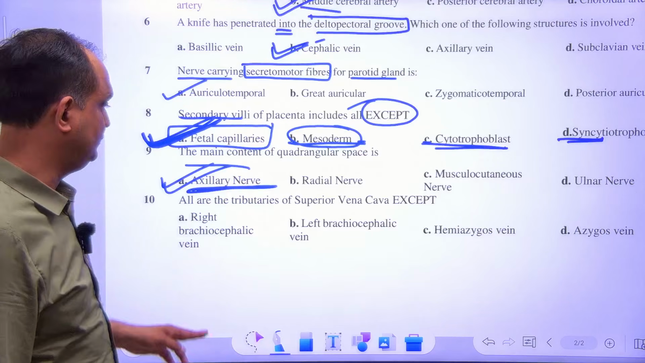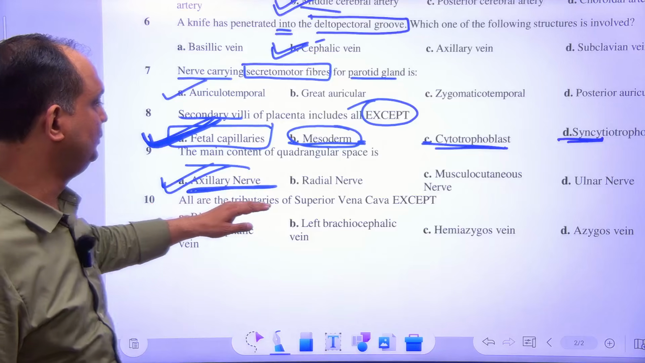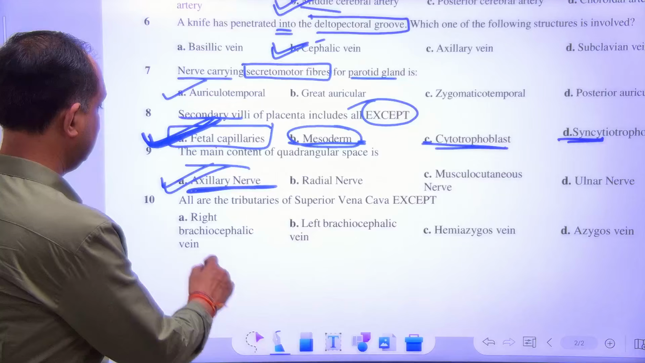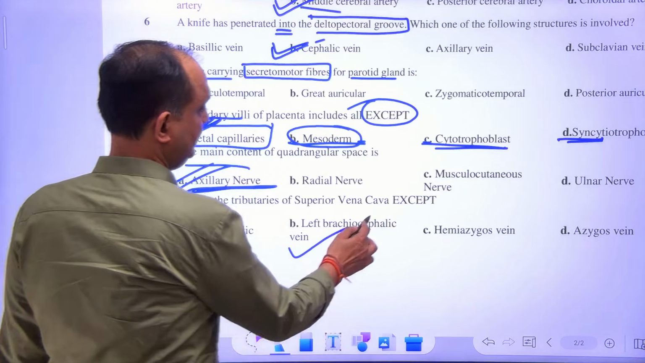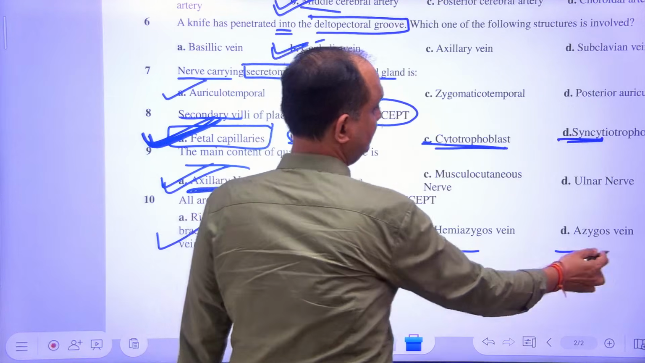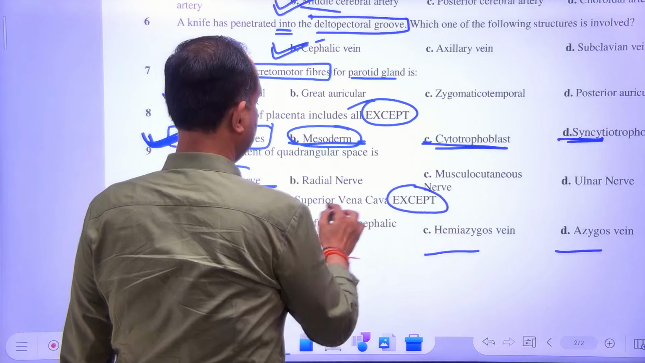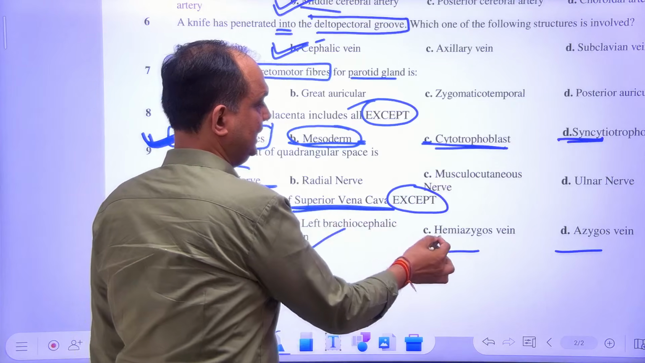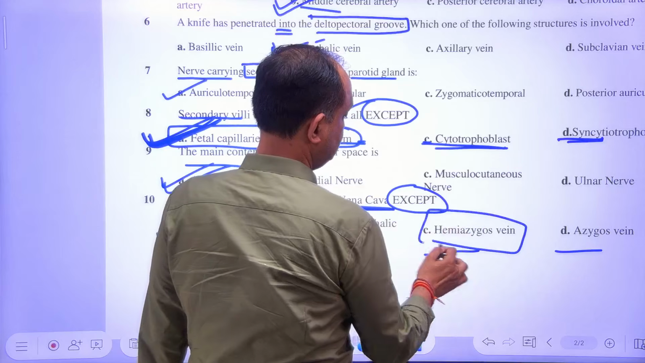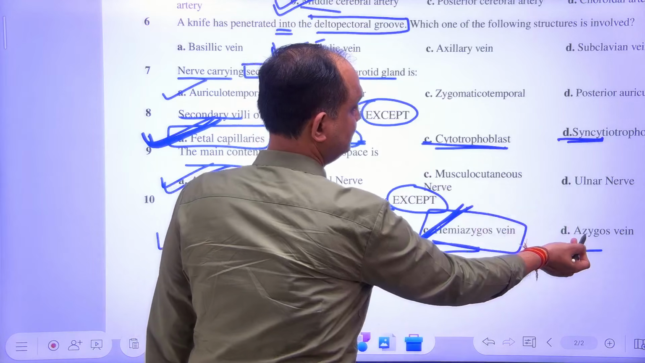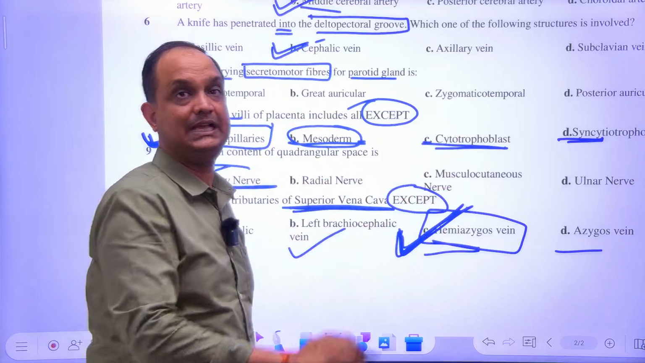Now the last question of this paper is, all are tributaries of the superior vena cava except? The options are right brachiocephalic vein, left brachiocephalic vein, hemiazygos vein and azygos vein. Which is not a tributary of the superior vena cava? You all know that the hemiazygos vein does not open into the superior vena cava; it opens into the azygos vein, which further opens into the SVC.